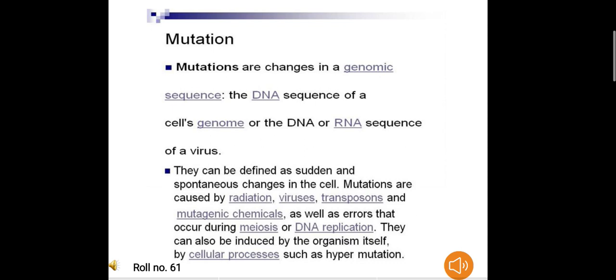They can also be induced by the organism itself by cellular processes. Cellular processes is that it is carried out at the cellular level but not necessarily restricted to a single cell, such as hypermutation. Hypermutation is a mutation that is abnormally frequent.